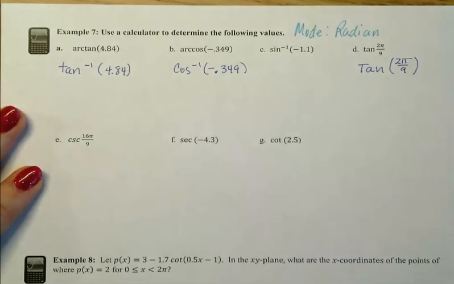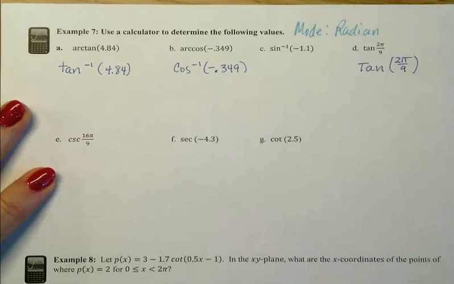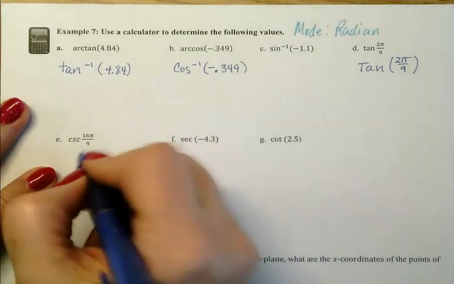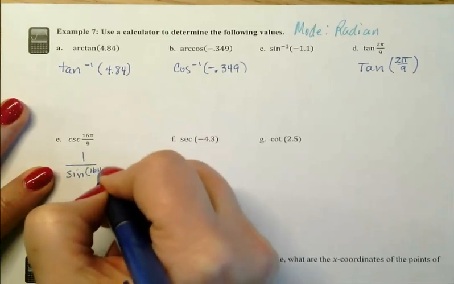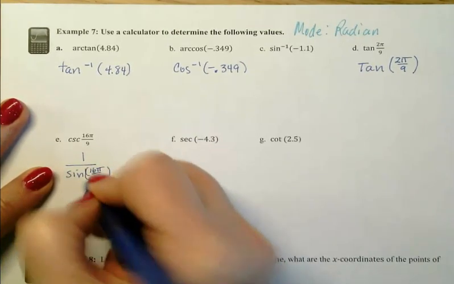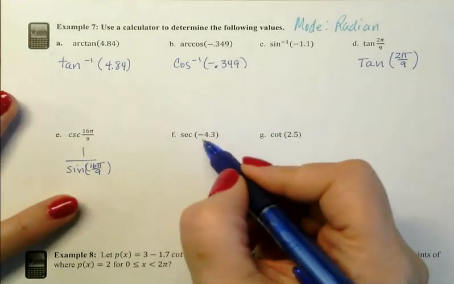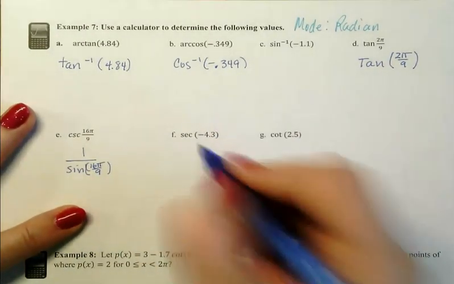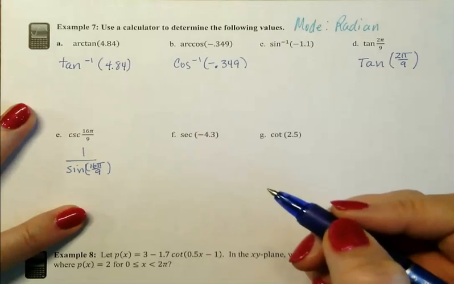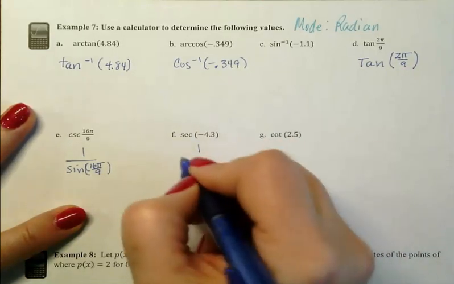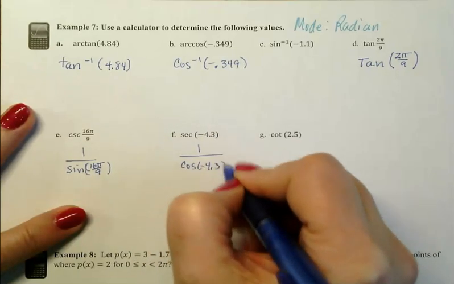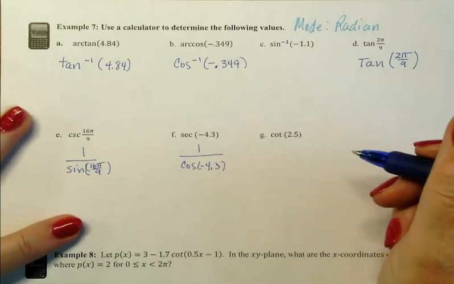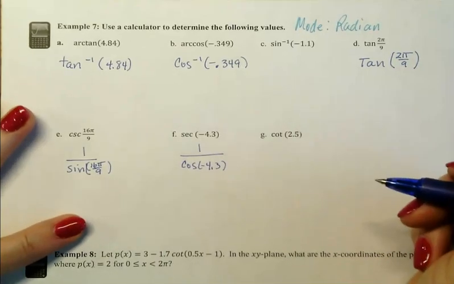Cosecant, well, we don't have cosecant, but what's the reciprocal for cosecant? That's sine. So I'm going to do 1 over sine of 16 pi over 9. And then secant, we don't have a direct punch in for that one. So what's its reciprocal? The reciprocal of secant is cosine. So we're going to enter 1 over cosine of negative 4.3. And then cotangent, again, we don't have the cotangent button.